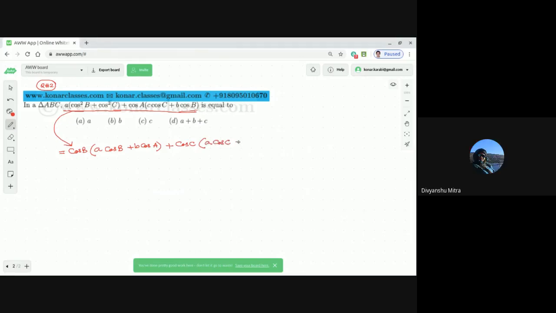Sir, I got option A. Correct. As you know, a cos B plus b cos A is nothing but c. So you get c cos B plus a cos C plus c cos B, and a cos C plus c cos A is nothing but b, so that is equal to b cos C. That we get from the projection formula. Again, we can apply the projection formula: b cos C plus c cos B is nothing but a. And eventually we get the correct option as A. Correct. Very well done.